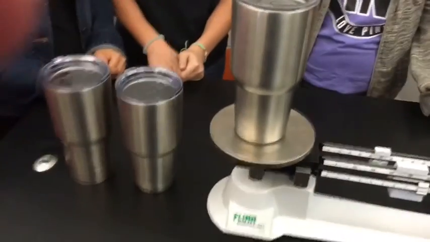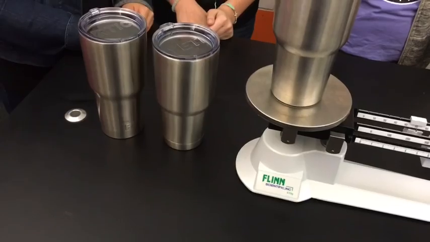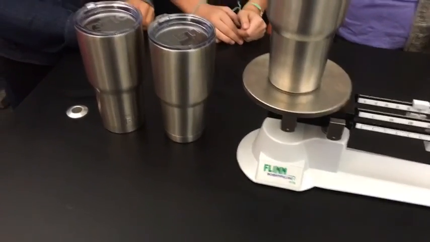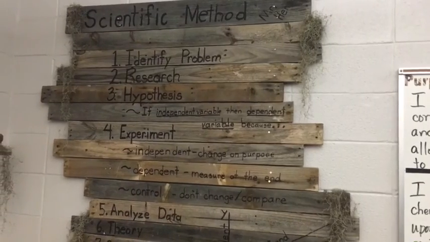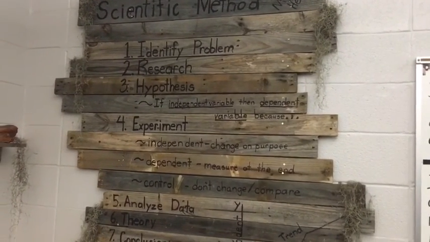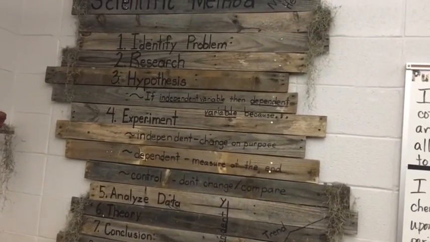So we're here today to do what? See which cup's better out of the Yeti, RTIC, and Ozark Trail. At holding what? Ice. At holding ice. So we're going to look at this experiment using the scientific method. Number one is identify the problem. What is the problem? Which cup has the most ice?